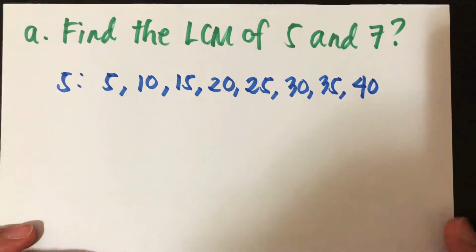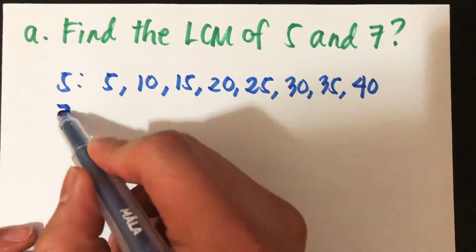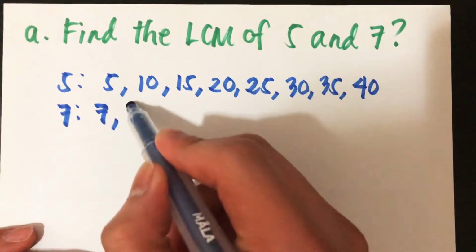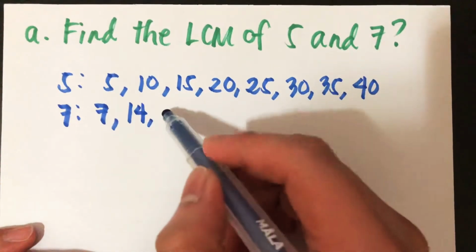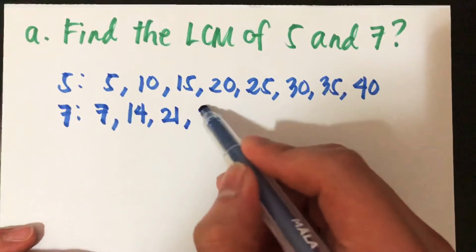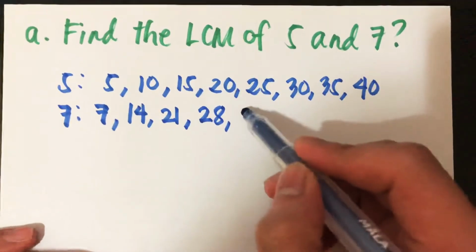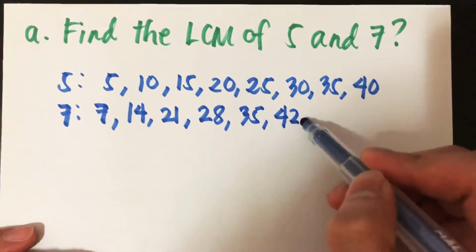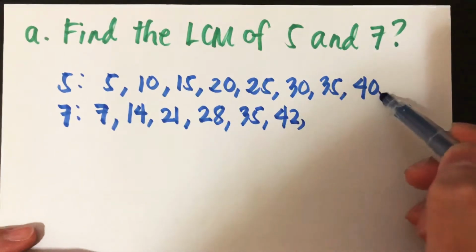Now for 7, so we have 7, 14, 21, 28, 35, 42, and so on, okay?